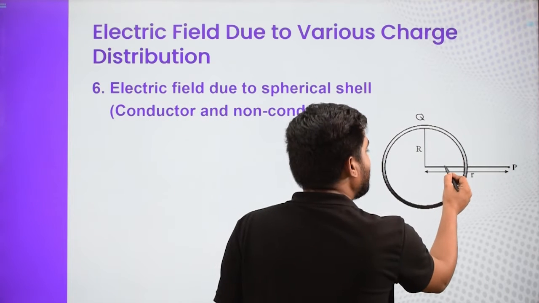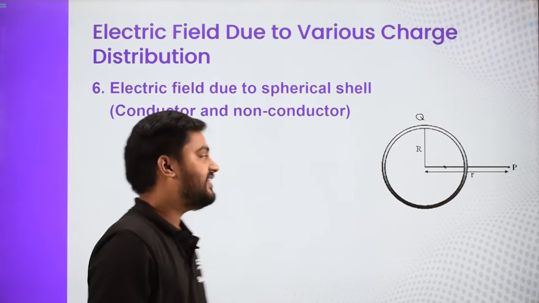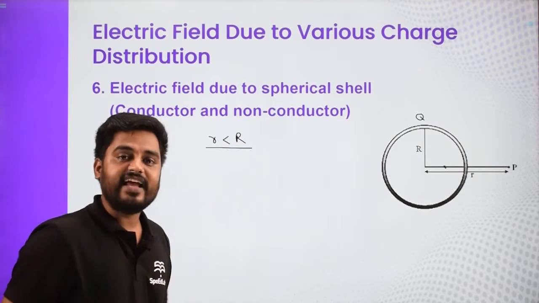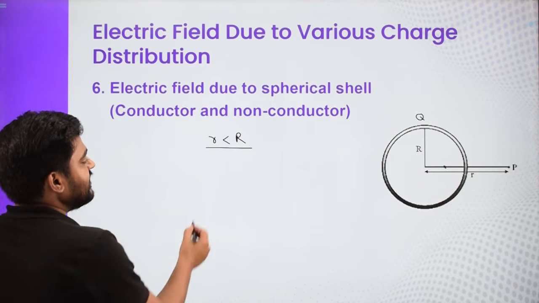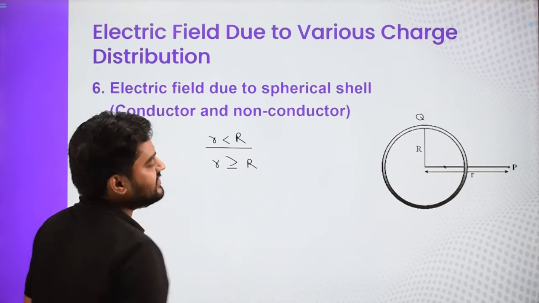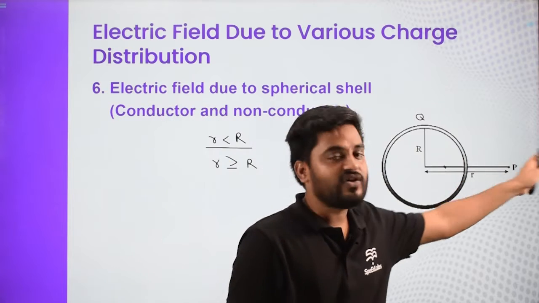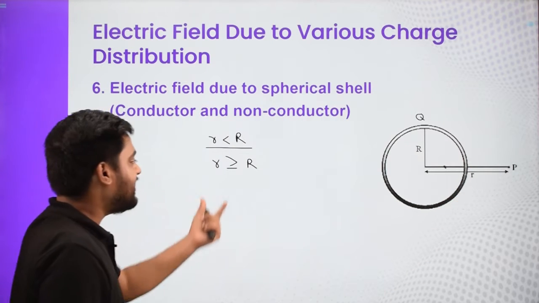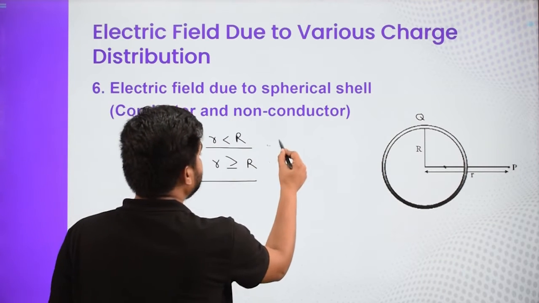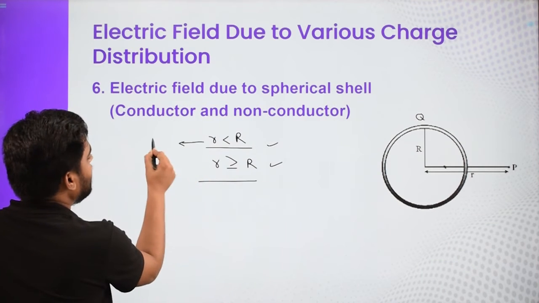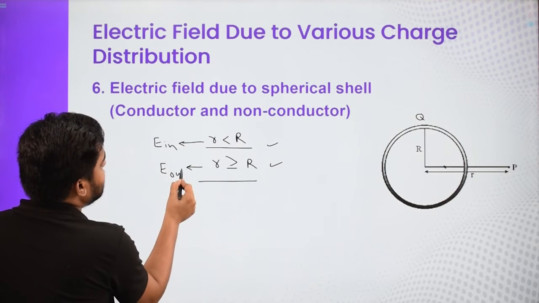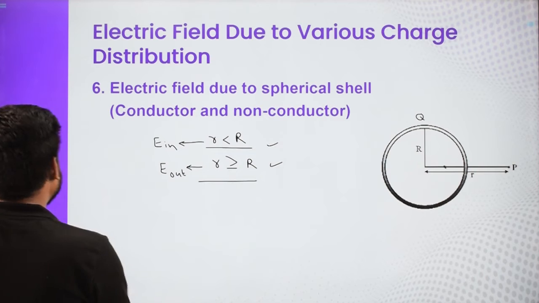One is electric field for a point which is lying inside, at a distance r which is less than the radius. And the next case is the electric field at a point at a distance r which is greater than or equal to R, meaning this point is either on the surface or outside. To be precise, we'll be calling it outside, but that is valid for the surface as well. So these two cases we are going to discuss. This we are going to call E in, and this we are going to call electric field outside the shell. So let us discuss them one by one.